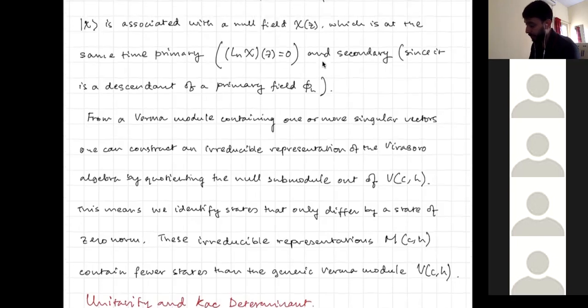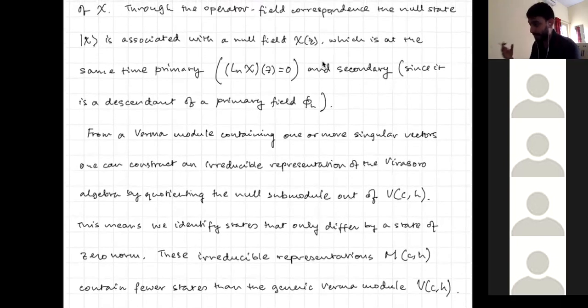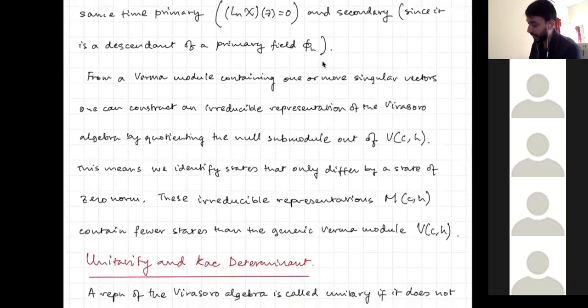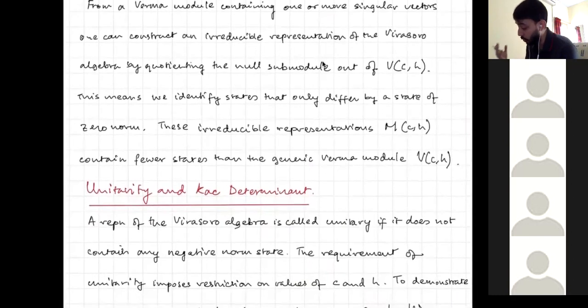All right, so we will explicitly see examples of this as we move ahead, but let us pause and go on to something a little more straightforward at the moment. We want to look at unitary irreducible representations of the algebra. So now let us try to focus on the unitarity aspect. What is a unitary representation? A representation of this particular Virasoro algebra is going to be called unitary if it does not contain any negative norm states. This would mean that there are going to be restrictions on the values of the central charge and the weights h.